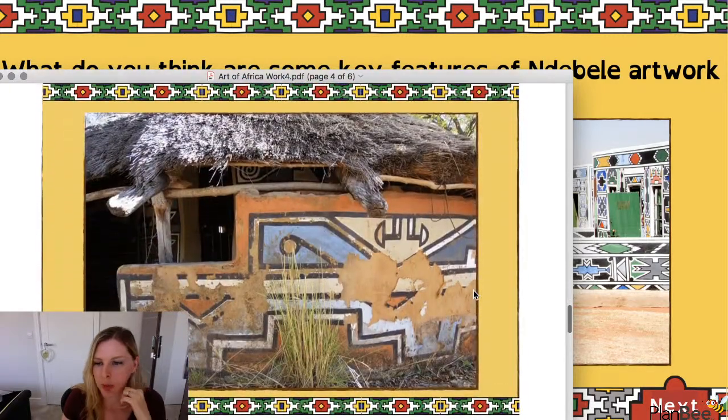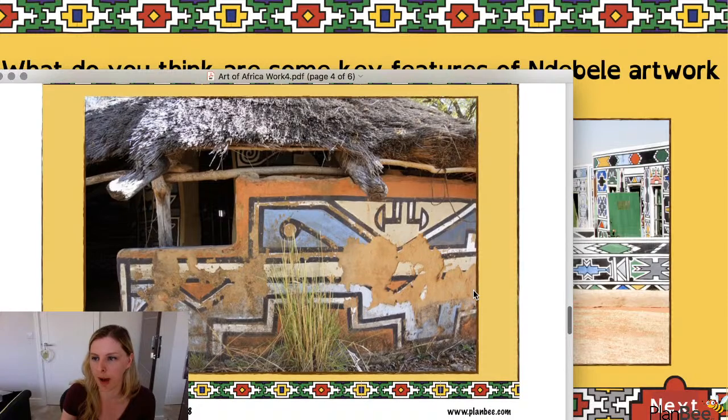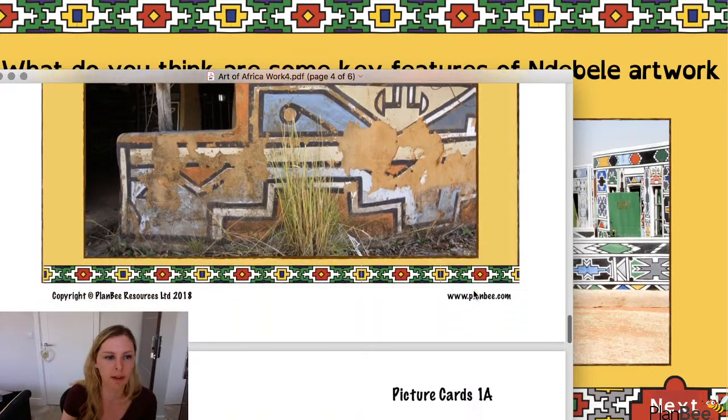Here's a slightly older building that's been painted. How do they do it? I think mainly they use paint to do this. Do you remember we said that they made the paints using natural materials and cow dung to thicken the paint, and they paint it on their buildings. Arrows is a key shape, and you can see lots of squares.